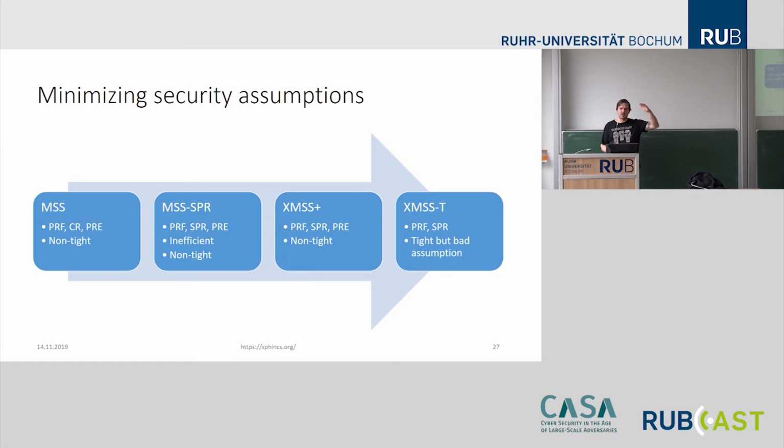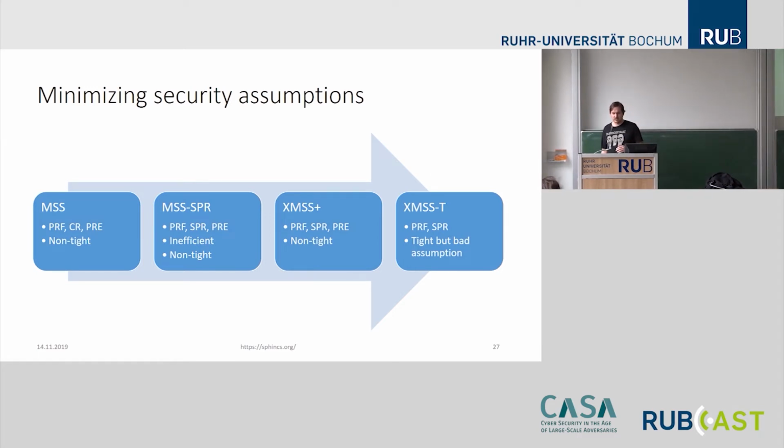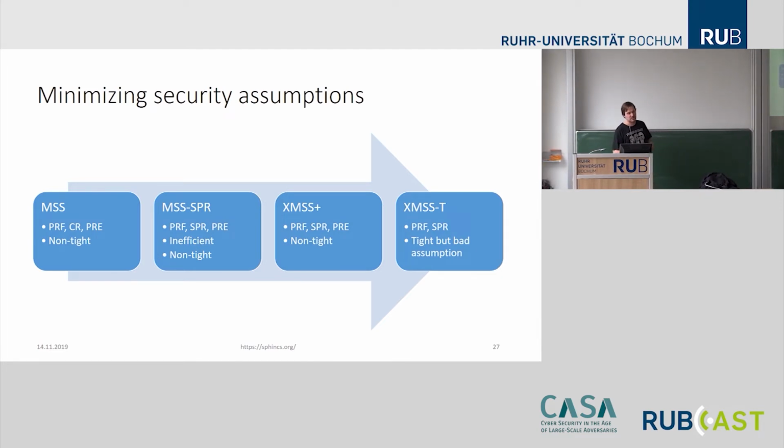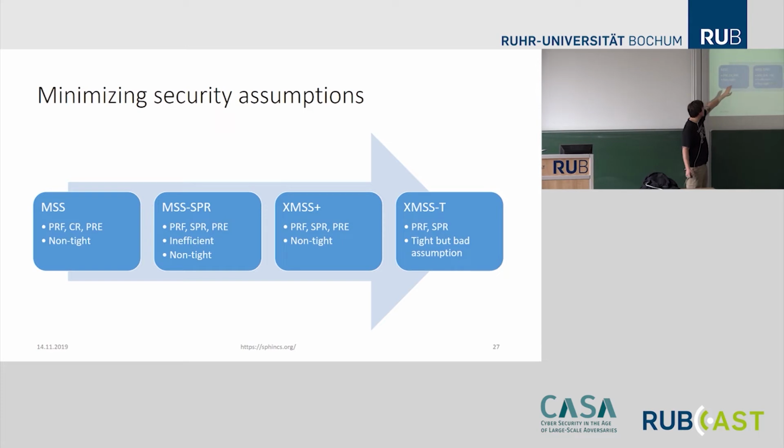Okay, so this is how the stateful schemes work, and a lot of work that happened in the last decade was on minimizing the security assumptions. So Merkle's original scheme, if we take a slight optimization of it, then this essentially needs a pseudo-random function, then a collision-resistant hash function that is also preimage resistant, and the proof would be non-tight.